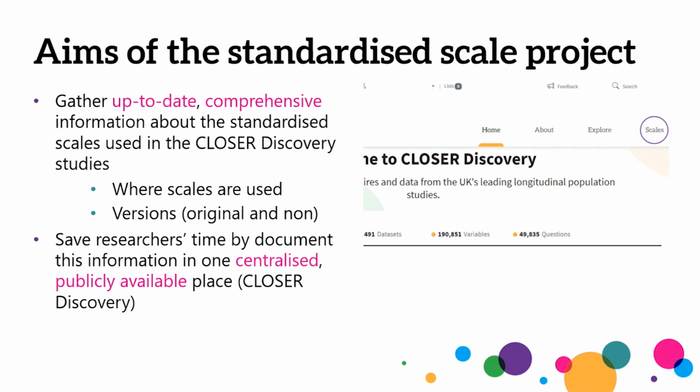Closer Discovery aims to do the hard work of researching and gathering all this information on standardized scales for the researchers. To do so, we have gathered up-to-date, comprehensive information on the scale citation, provenance, and version, which hasn't been done before, as well as where these scales are used within Closer Discovery's questionnaires and datasets. By publishing structured information on our website, Closer offers the possibility to have all this information publicly available at the user's fingertips.